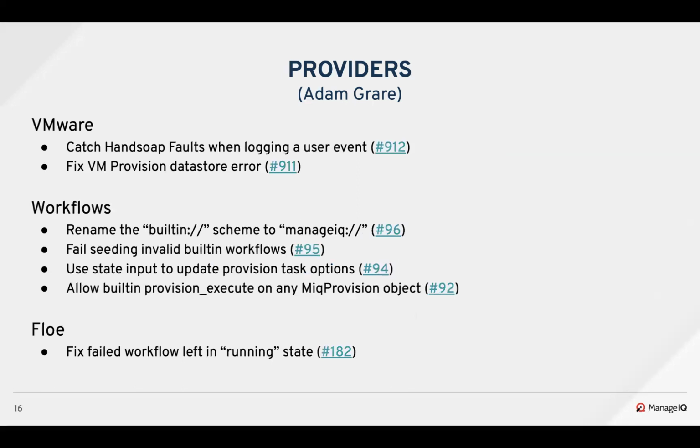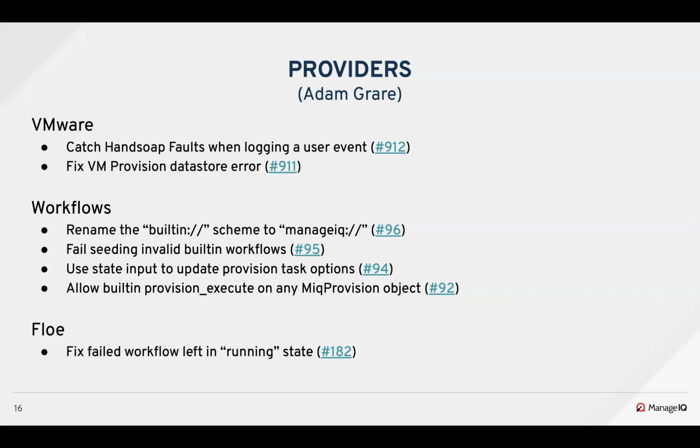For VMware, these two PRs are related to running with a Go VC simulator. The event manager doesn't have a user event method on the VC simulator. So we're now catching handsoap faults when you run any options like VM start. We used to log a user event for VM start. We no longer will fail the VM start if the user event logging fails. So we're catching that exception and continuing on.